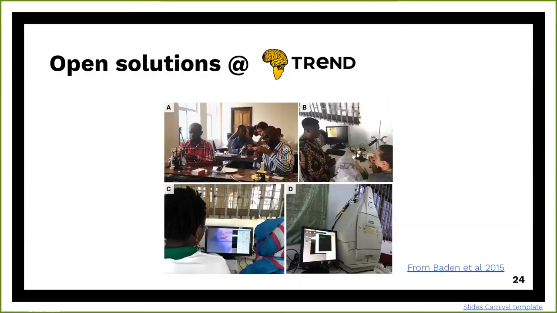Of course, in Trend, we also teach these kind of things. And so we published a paper in 2015 also showing how we do these courses and how things are running with Trend, right? And so we've been training people in this idea of building their own tools and leveraging open source technologies to build their own equipment. Here you can see some photos from these workshops.